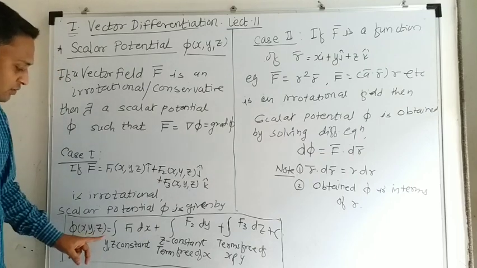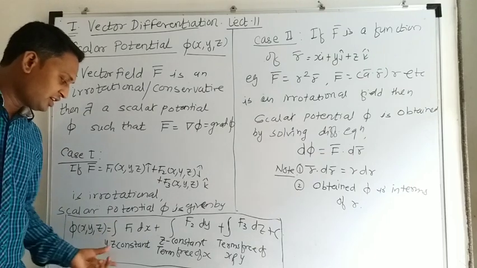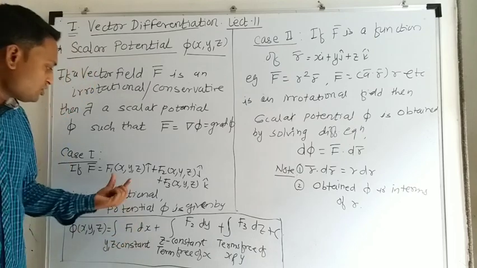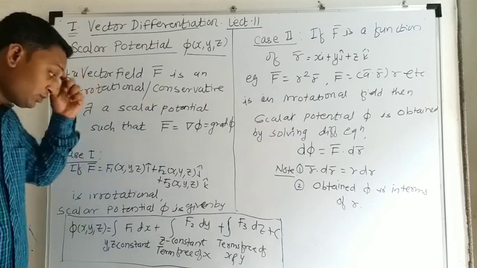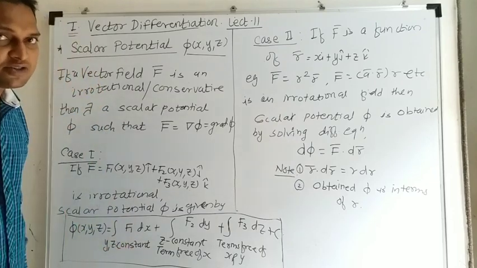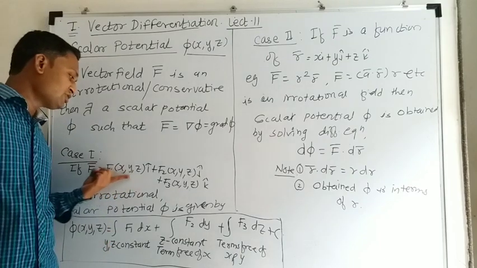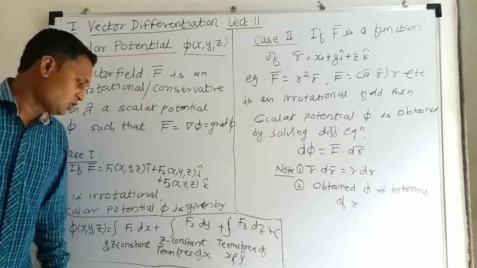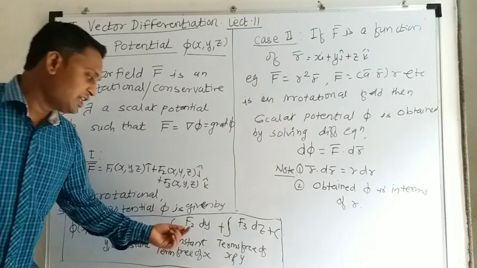Phi of xyz equals the integral, with the condition y, z constant, of f1 dx. So the first component f1 we integrate with respect to x under the condition that y and z are constant. So when integrating the first function, you need to consider the terms in y and z as constant. Plus the second integration.